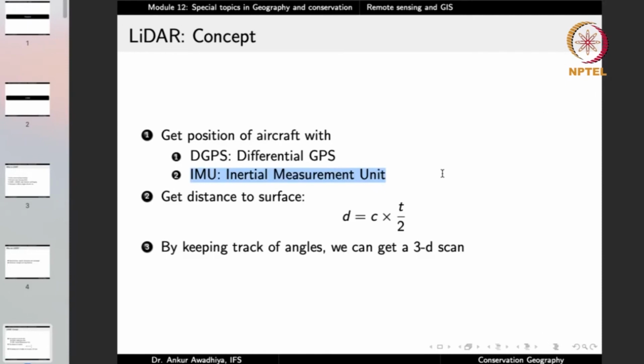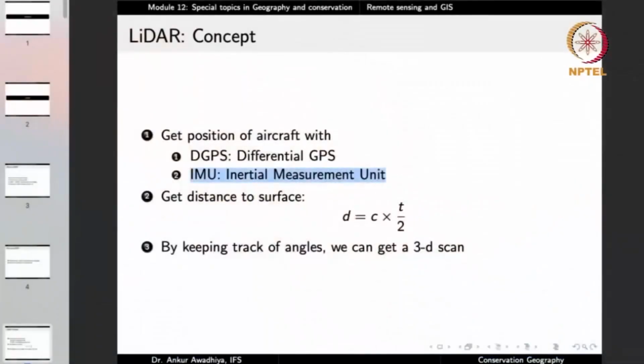The second thing is IMU, which is the inertial measurement unit. Now, IMU is a device that can tell you the speed of the aircraft, the acceleration of the aircraft, and the direction of the aircraft. So if the aircraft is, say, tilting towards the front or it is tilting towards the side, the IMU can help you find out what is the amount of tilt. It can tell you the speed at which the aircraft is moving, and it can tell you the acceleration of the aircraft.